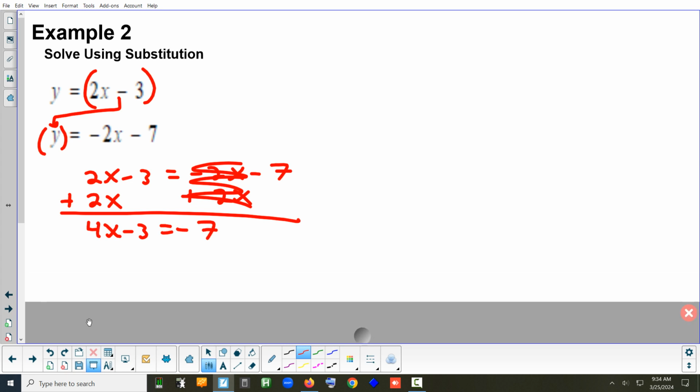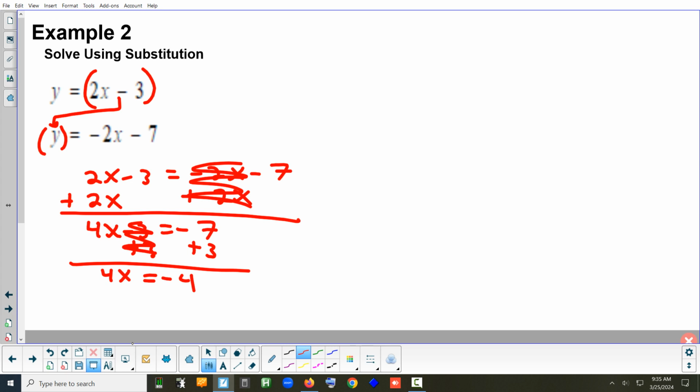Since we put all the x's on the left, we have to put everything without an x on the right. How would I move that negative 3 to the right? Plus 3. Yep, I'm going to do a plus 3 and a plus 3. The negative 3's are gone. That leaves me with 4x. What's negative 7 plus 3? Negative 4. Perfect. And my last step, divide by 4, and we get x is negative 1.